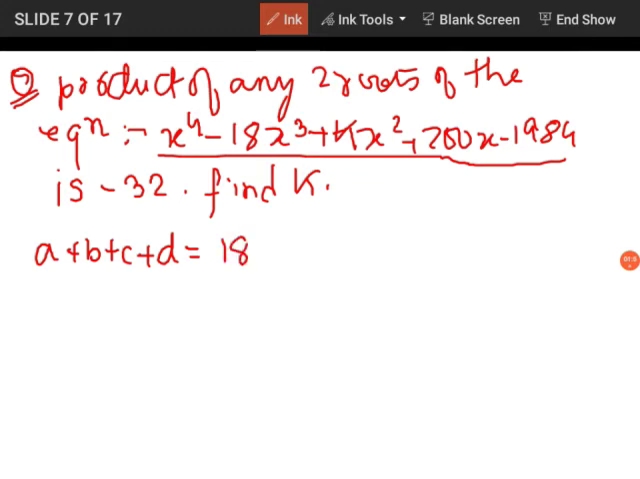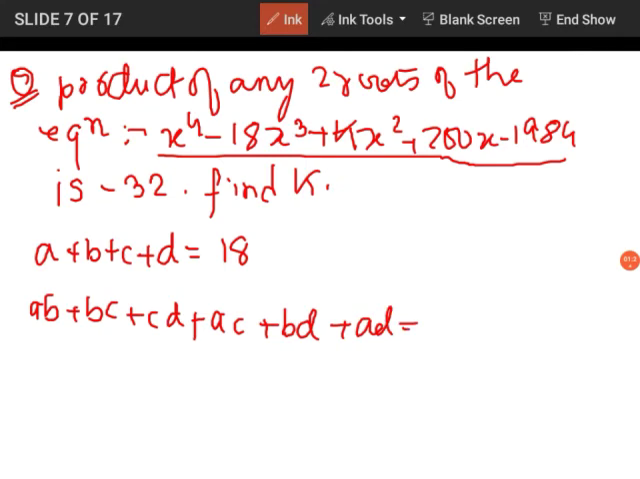Now next will be the sum of the roots taken two at a time, that is AB plus BC plus CD plus AC plus BD plus AD. Now this will be what? K, right? K. How? Again, Vieta's relation. This is the solution now.